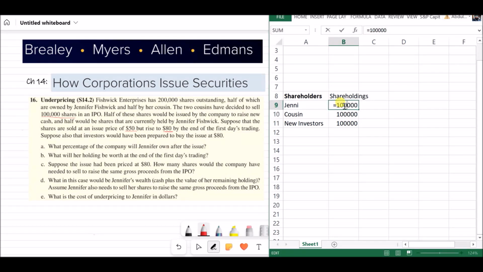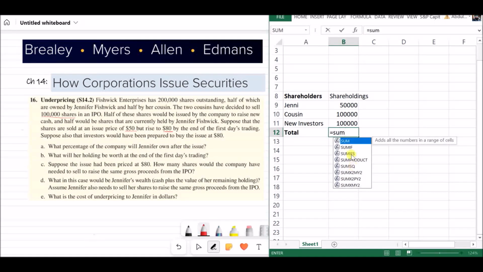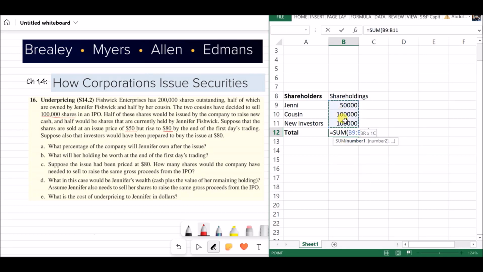So Jenny had 100,000 shares before, and from these 100,000 shares, she sold 50,000 shares. Now Jenny has 50,000 shares, and cousin has 100,000 shares, and new investor also has 100,000 shares. So let's make the total as we did before to calculate the percentage shareholdings. So there are total 250,000 shares, then we can calculate the percentage holding of shares. That will be the number of shares held by Jenny divided by total number of shares. So this will be 20%.